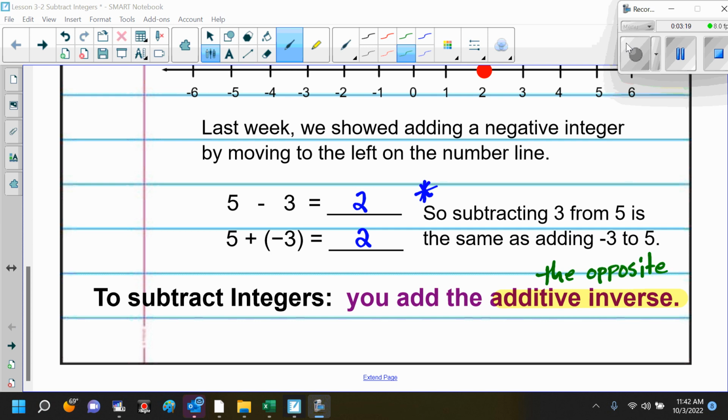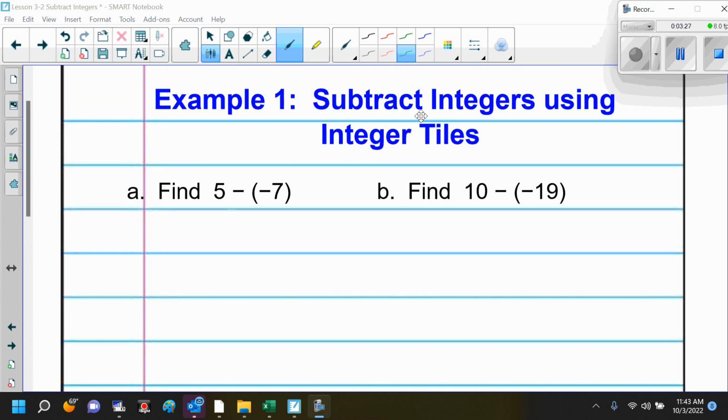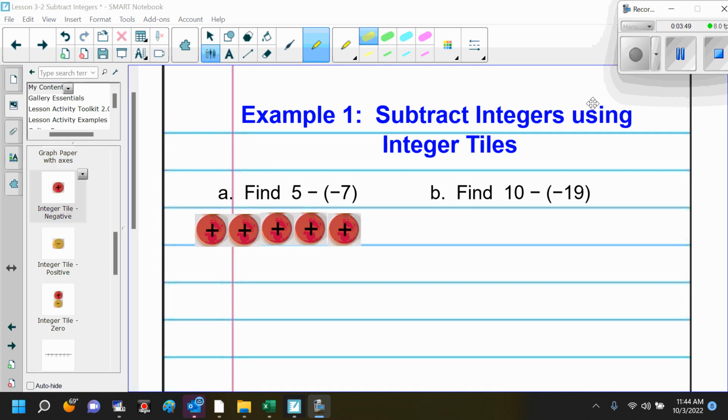The next example, we're going to use positive and negative tiles. So you're going to do some drawing. Example 1 is subtract integers using integer tiles. So we want to find 5 minus a negative 7. Now, what are we starting with? We're starting with 5 positives, right? So here we have 5 positives. Now, we want to subtract negative 7.